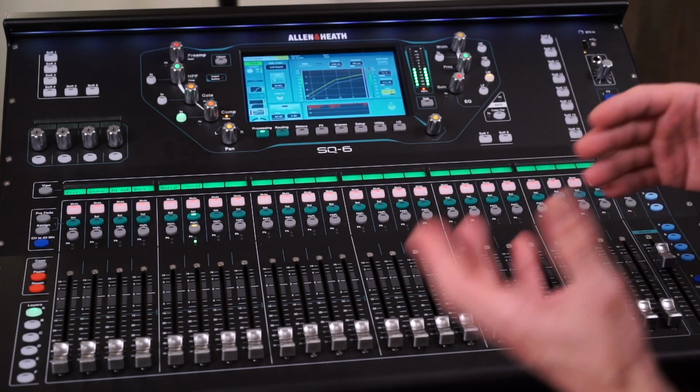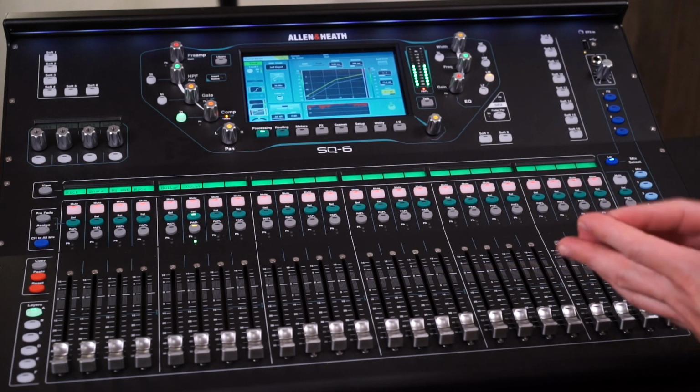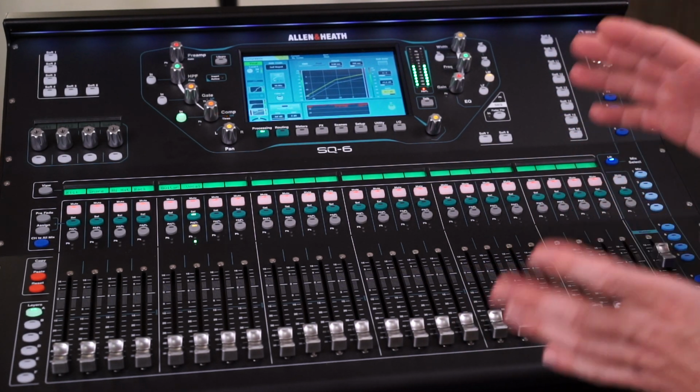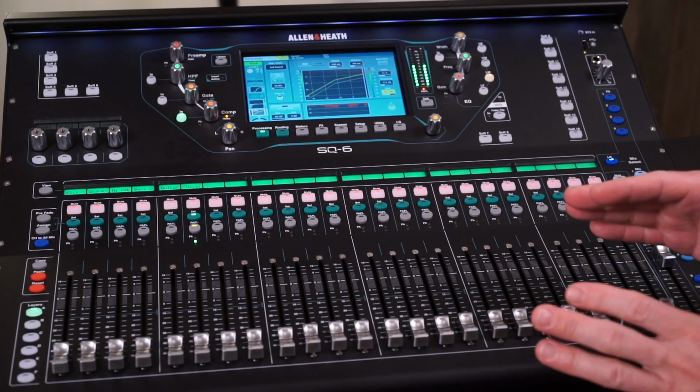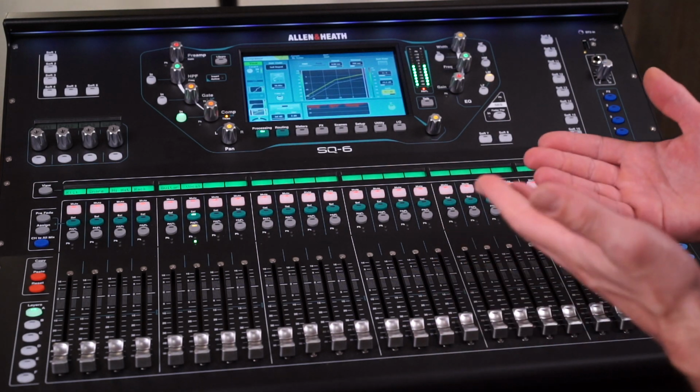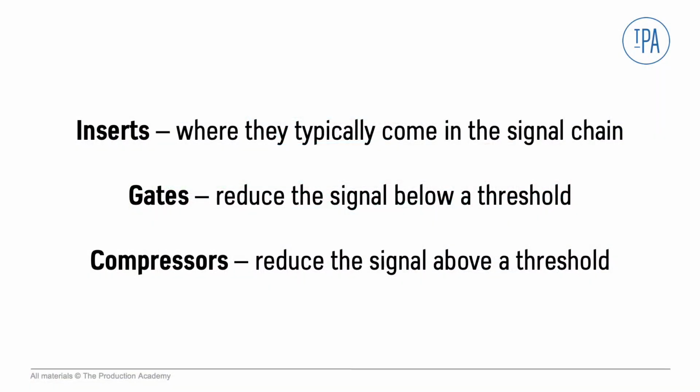We don't want to take off more than about 6 dB of gain, what we call gain reduction in the compressor. So if we stay at 6 dB or less, we should be in good shape. Then we won't have to boost all the ambient stage noise back up when we push that signal in the mix. In this video, we looked at where the insert is in the signal chain and some examples of gates and compressors.